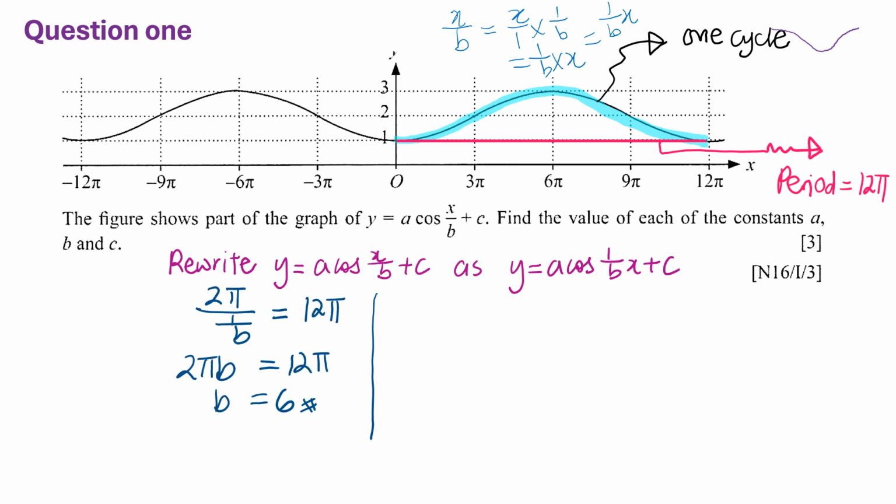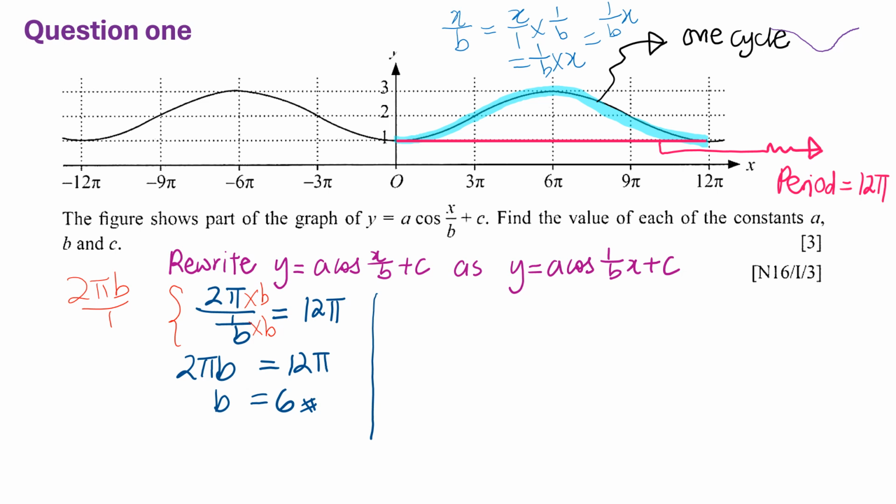And 2 pi divided by 1 over b, you can just multiply b at the denominator and b at the numerator to get 2 pi b over 1, which is just 2 pi b. So 2 pi b equals 12 pi. So b is 12 pi divided by 2 pi, which gives you 6. That's how you find the value of b.